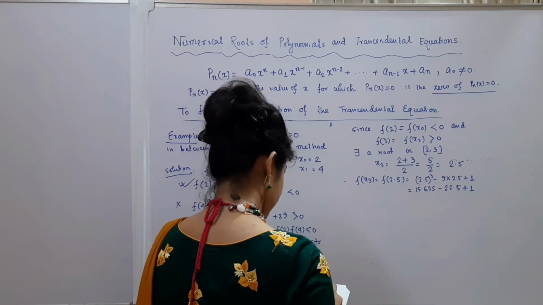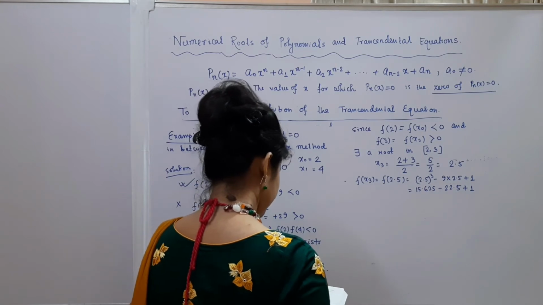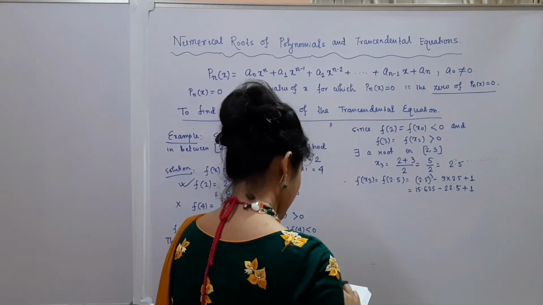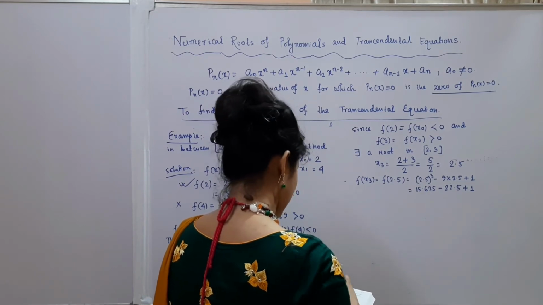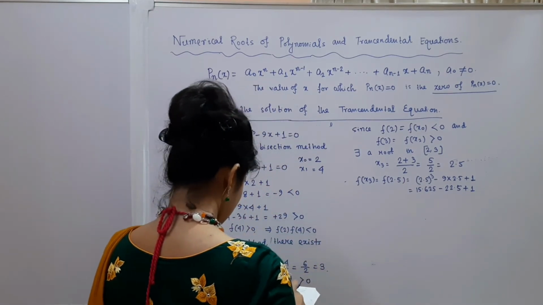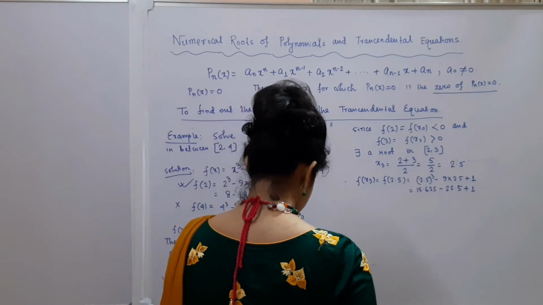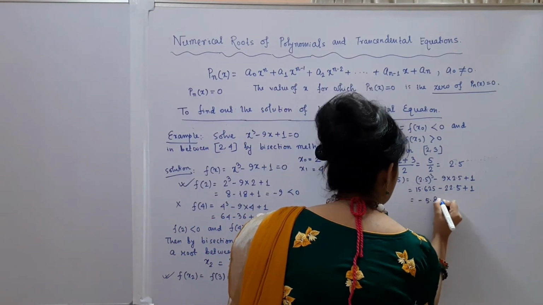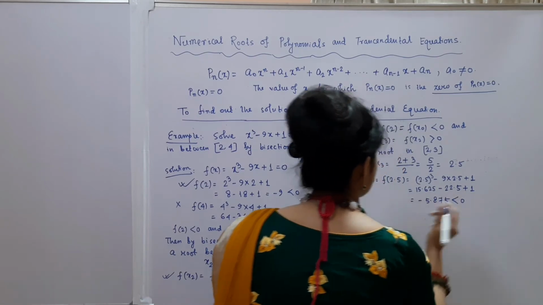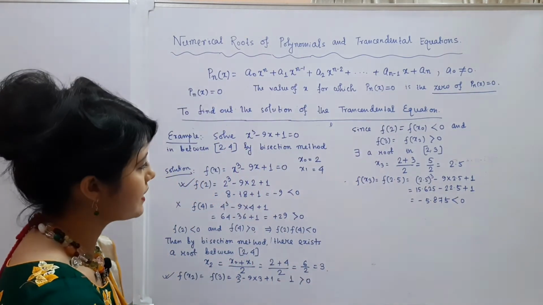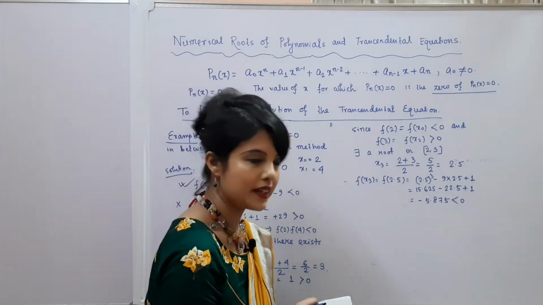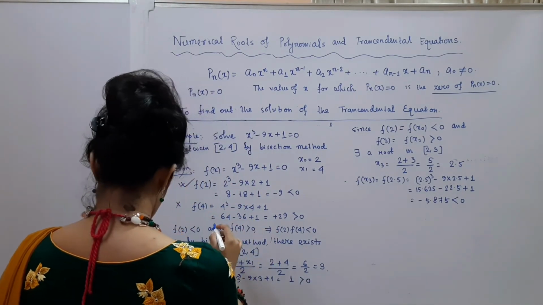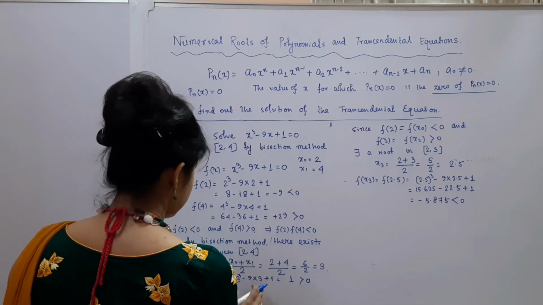So 16.625 minus 22.5 will give you minus 5.875. So the nature of f of x3 is negative, and f of 3 is positive.